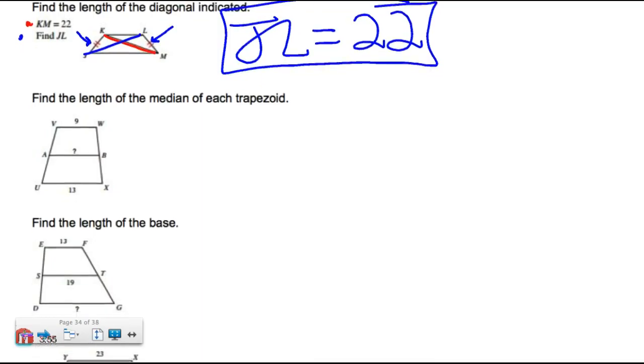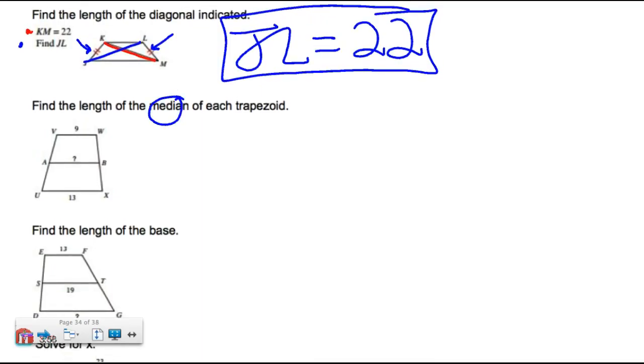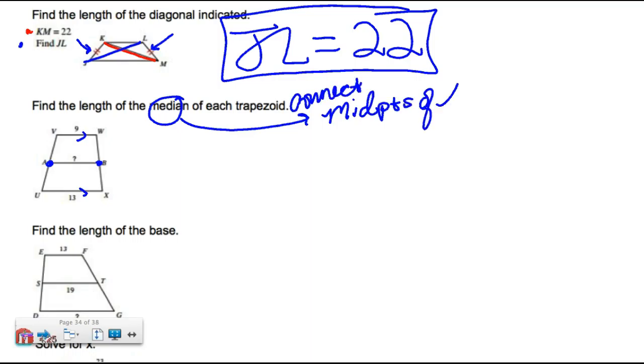Now, off on the side here, let's talk about the median. The median connects the midpoints of the two legs right here. So you've got your parallel sides. Those are actually called bases. And then we've got the other non-parallel sides, and those are called legs. A median is in the middle of each leg. So a median is the midpoint. It connects midpoints of the legs.